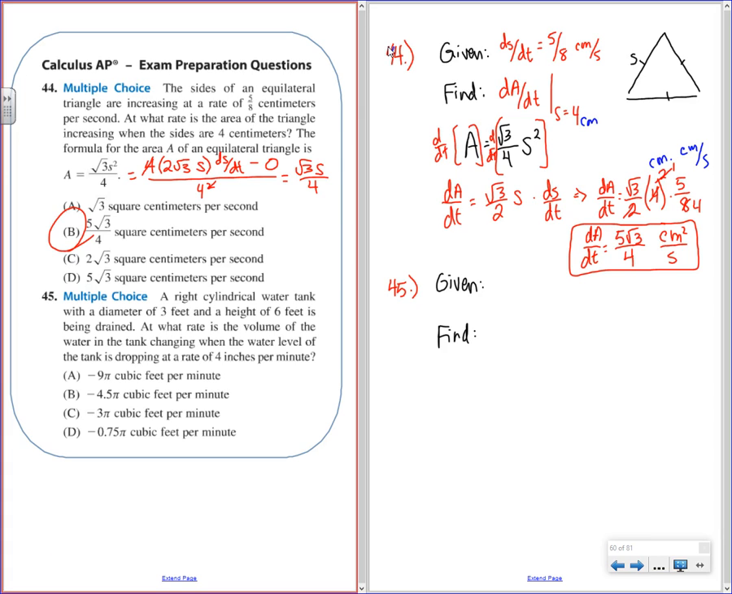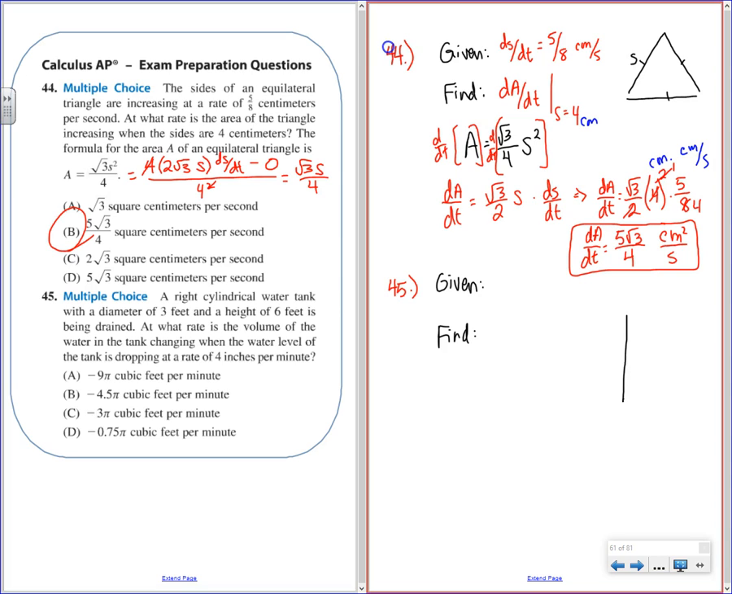Okay, now it's time for 45, the given and the find. A right cylindrical water tank, I'm just going to quickly show it. What do we need? We need R and H. A right cylindrical water tank with a diameter of 3 feet across, all the way across, and a height of 6 feet. So the height of the container is 6 feet.